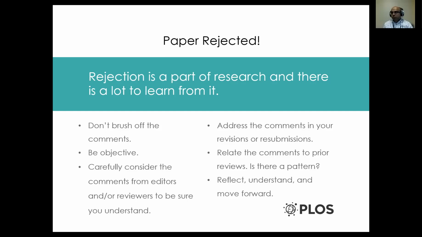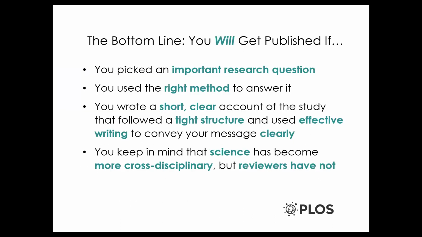Okay. So the bottom line is you'll get published if you pick an important research question, use the right method to answer it, write a short, clear account of the study that follows a tight structure, and use effective writing to convey your message. And keep in mind that science has become more cross-disciplinary, but sometimes, unfortunately, the reviewers have not. So you have to make sure that you're adequately addressing the question for the field.